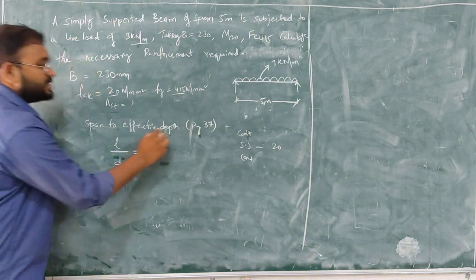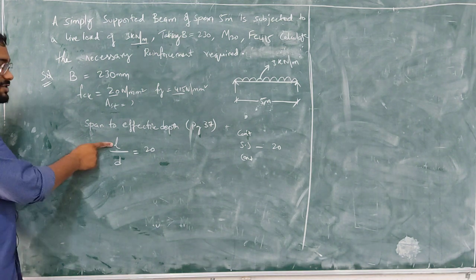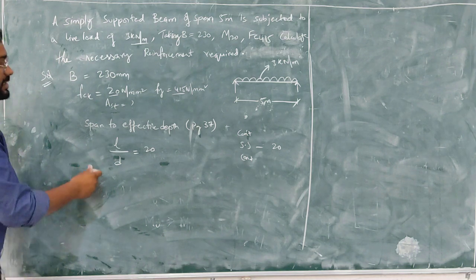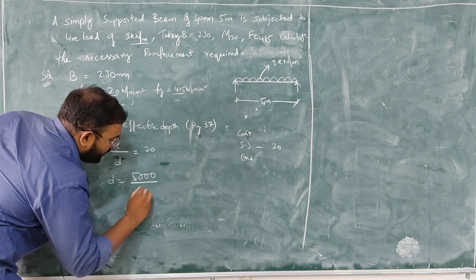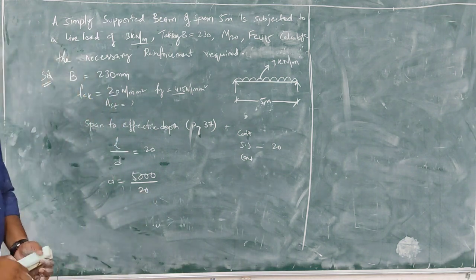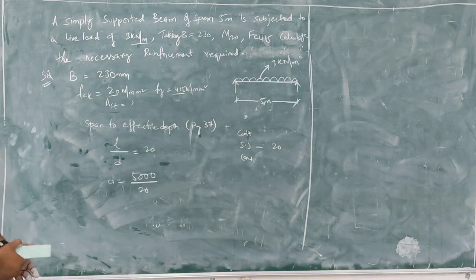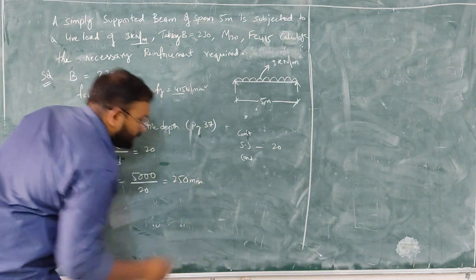No units because this is a ratio. Span to effective depth ratio. Now you have span. Okay, you can calculate D from here. So what is the span? D is equal to 5000 divided by 20. Okay, these 2 units should be in millimeters. Okay, so this comes out to be 250 mm.